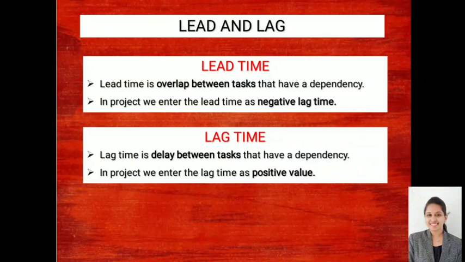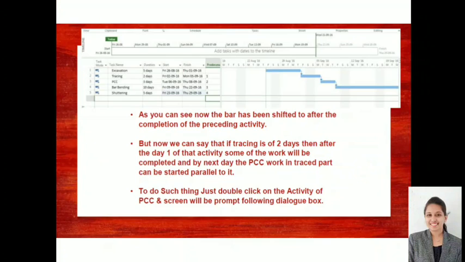So what relationship can I give here? I can give the previous activity, that is the excavation activity, start to start +1. The plus sign indicates what? I am lagging it for 1 day. +1 means after 1 day I will be starting. I hope you understood the meaning between lag time and lead time. So this also we can check in our practical session.